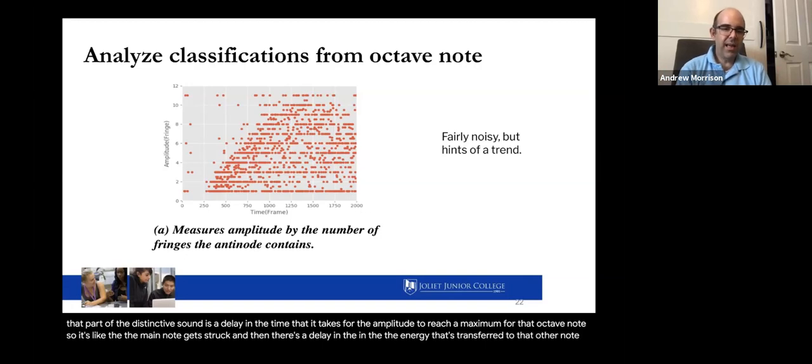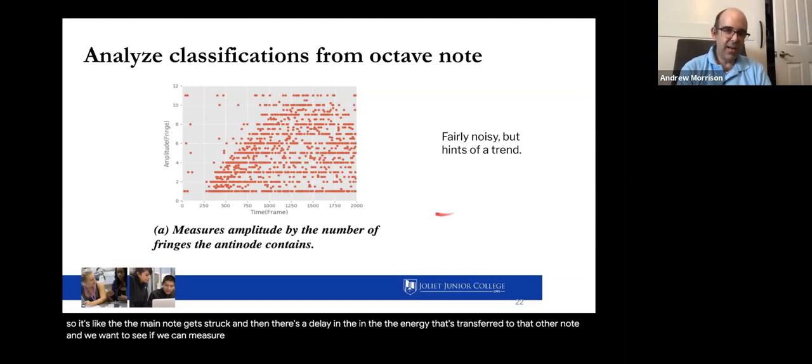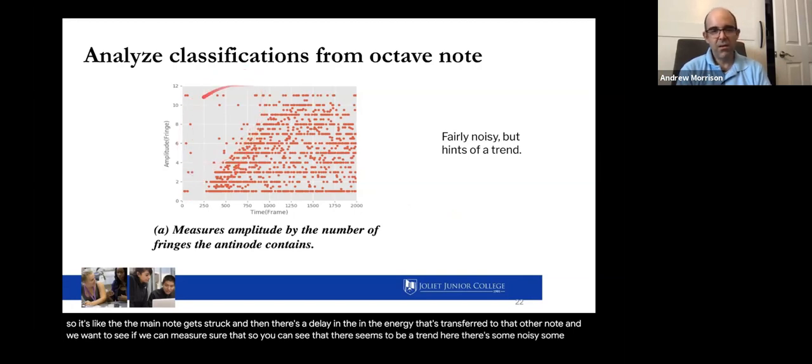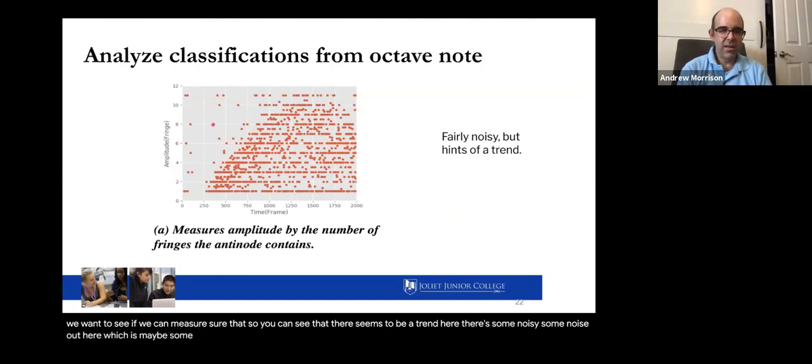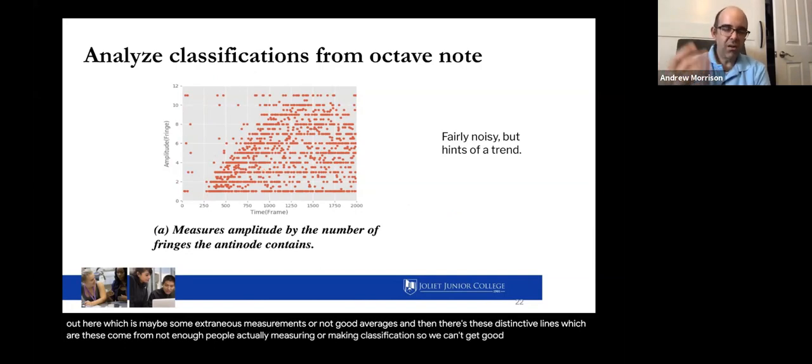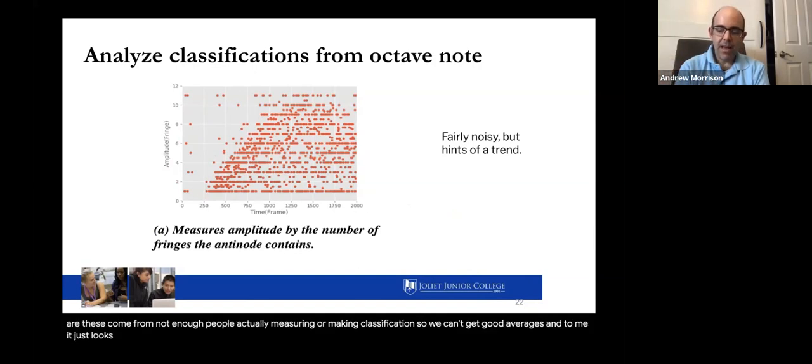You can see that there seems to be a trend here. There's some noise out here, which is maybe some extraneous measurements or not good averages. And then there are these distinctive lines, which come from not enough people making classifications, so we can't get good averages. And to me, it just looked super noisy. So I was a little stuck figuring out where to go from here.